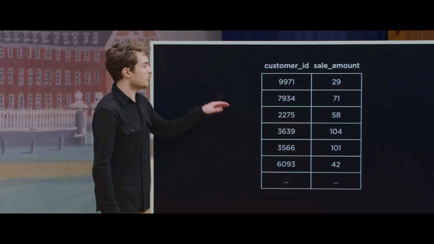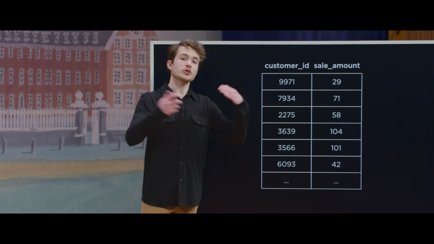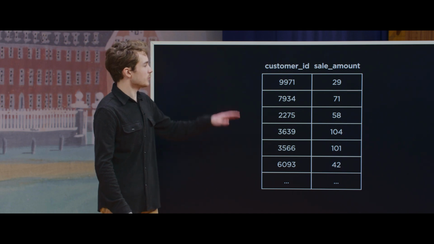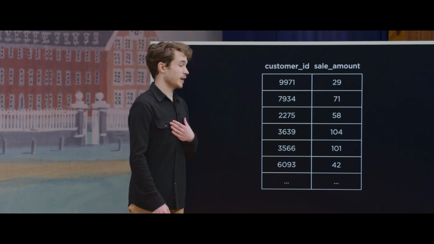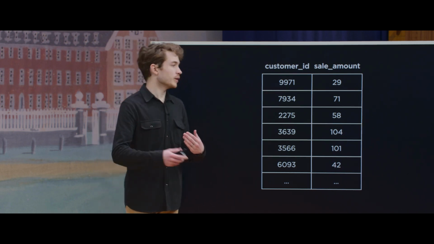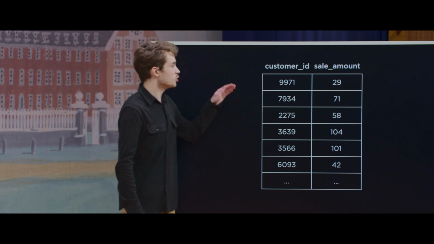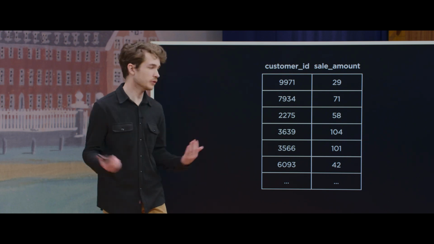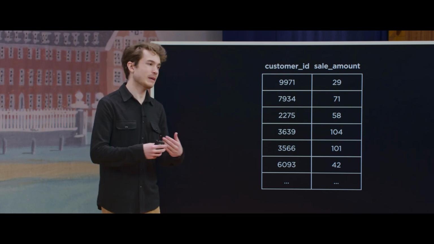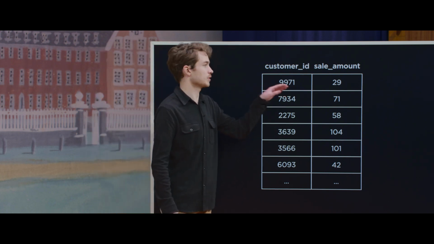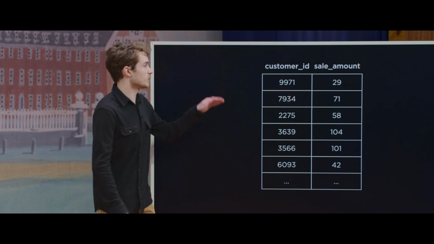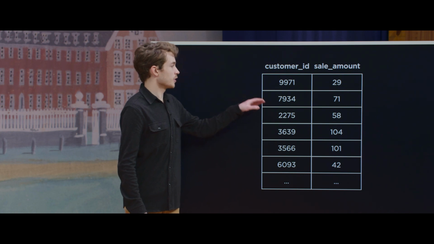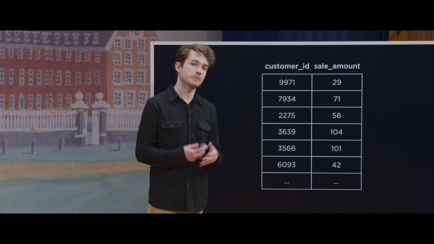So here in this table, every row corresponds to some purchase made on something like Amazon.com. Notice how every customer here has their own unique ID. One identifies me, and one might identify you, but at the end of the day, every customer has their own unique ID. For every transaction, every checkout on Amazon, for instance, we might keep track of the sale amount, how much this user spent on Amazon.com. So it seems like user 9971 spent $29 when they checked out. User 7934 spent $71, and so on.